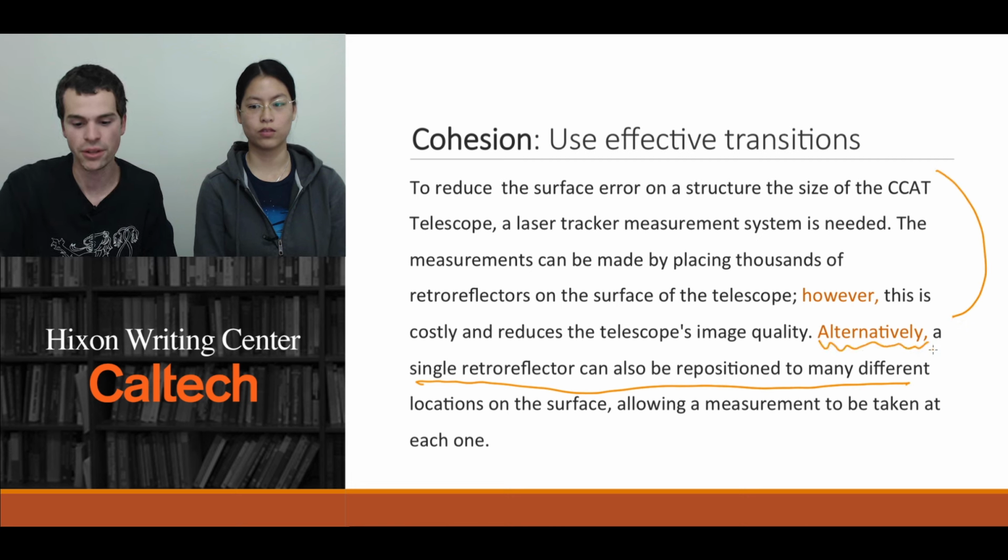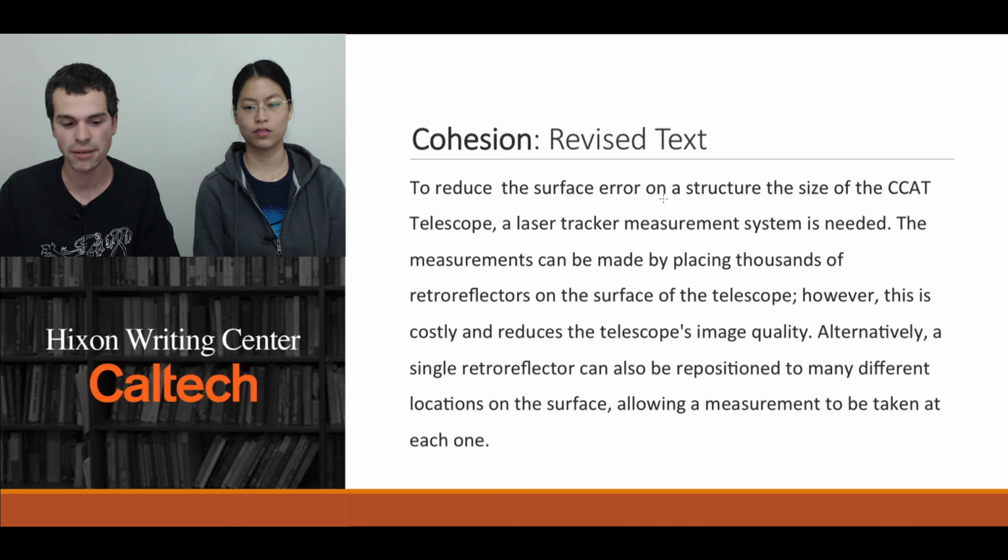Here's the overall revised text. To reduce the surface error on a structure the size of the CCAT telescope, a laser tracker measurement system is needed. The measurements can be made by placing thousands of retroreflectors on the surface of the telescope. However, this is costly and reduces the telescope's image quality. Alternatively, a single retroreflector can also be repositioned to many different locations on the surface, allowing a measurement to be taken at each one. In this way, the sentences are much more cohesive, and the overall clarity of the paragraph is greatly improved.